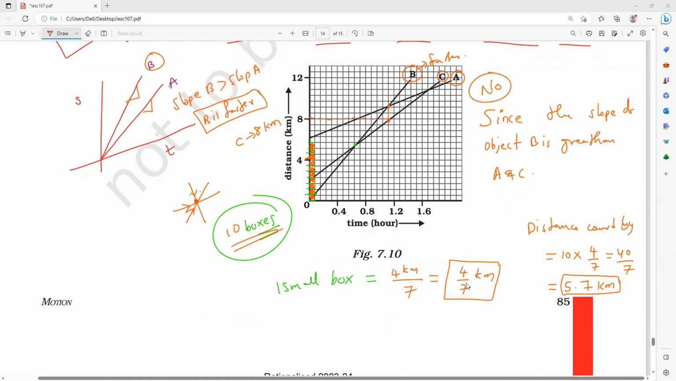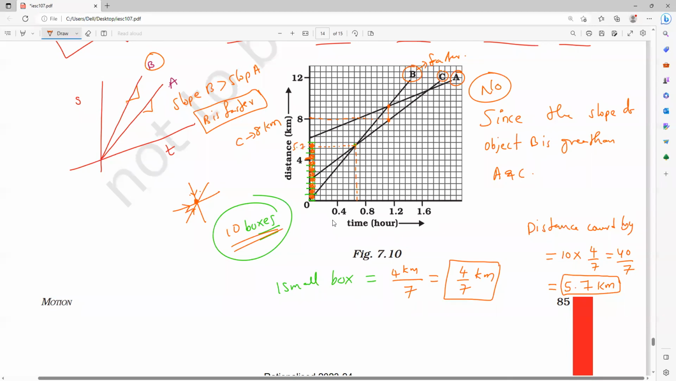4 by 7 is not an ending number. Have you noticed it? 4 by 7, you find it, 0.571428, like that continuously coming. Correct or not? So exactly, if I multiply 10 into 0.57, then you will get approximately 5.7. Have you noticed it? So approximately how much distance is covered by B when it is crossing C? That is 5.7. Is it okay? Everybody understood?